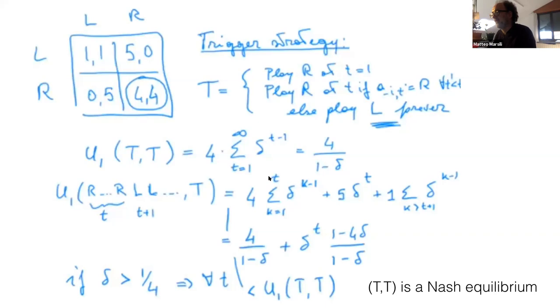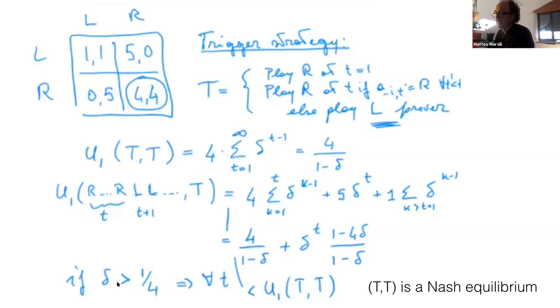Then in this case, his payoff is 4 for the first t periods. Then at time t, he will get a payoff of 5 because he plays L and player two plays R. And then after that, we get a payoff of 1 because they're going to play this Nash equilibrium. Now, if you do the calculation, then what you find is that the payoff of this strategy is equal to the payoff of the trigger strategy, plus delta to the t times (1 minus 4 delta) divided by (1 minus delta).